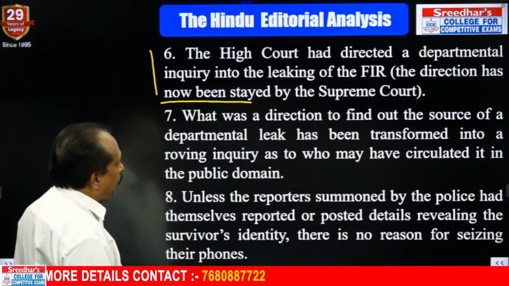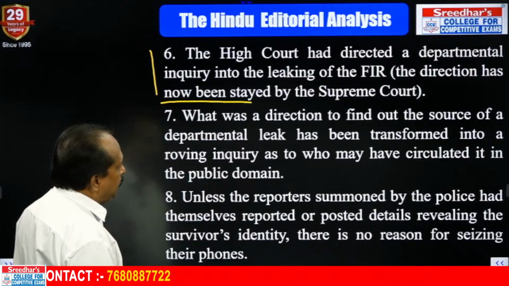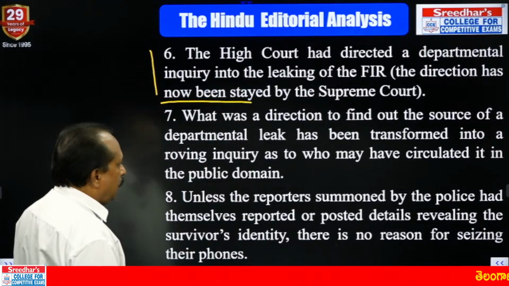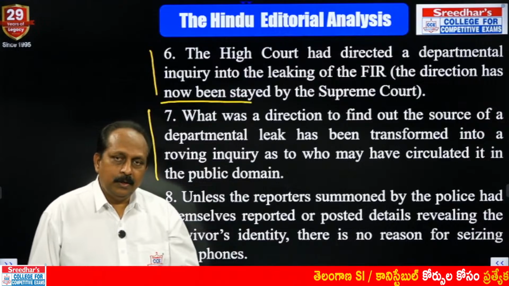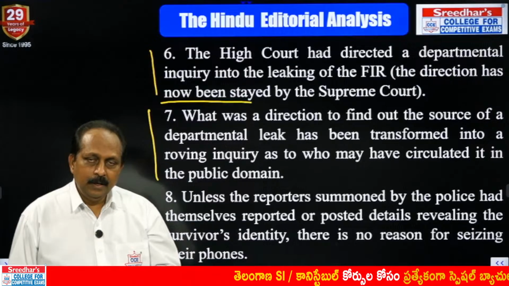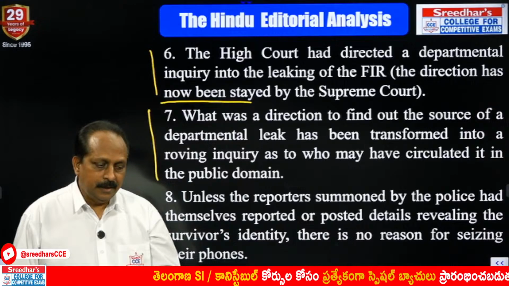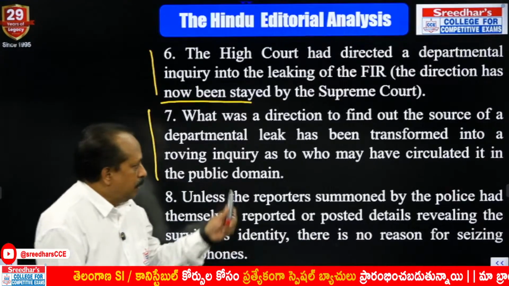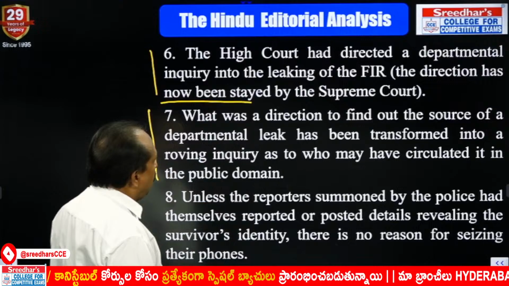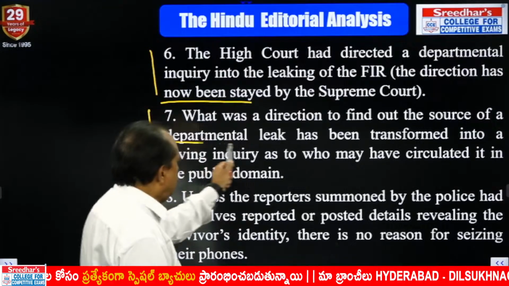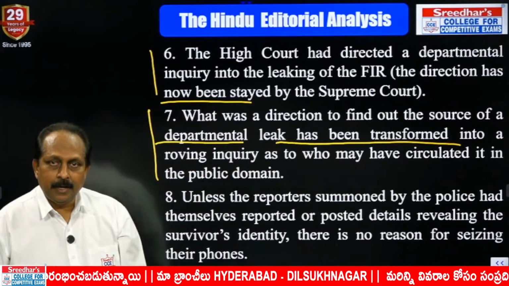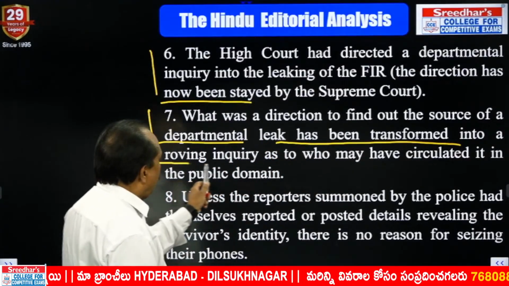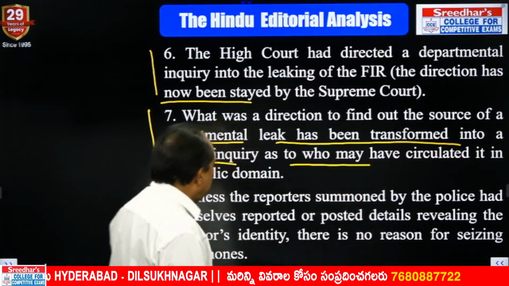What was the direction to find out the source of a departmental leak has been transformed into a roving inquiry as to who may have circulated it in the public domain. The direction should have been finding out how it came, who uploaded, whether inadvertently or advertently, and the focus should have been on that. But now the focus is on what was the direction to find out the source of a departmental leak has been transformed into, again, present perfect passive voice, a roving inquiry as to who may have circulated it in the public domain.